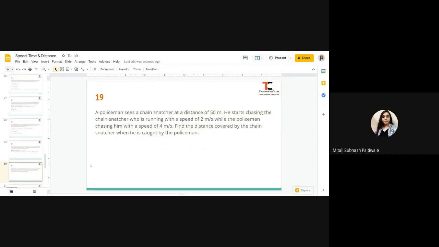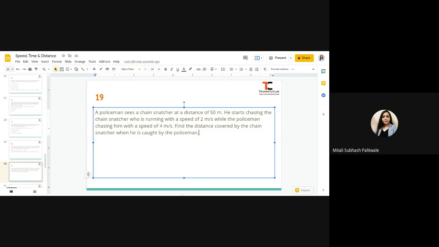Okay. Now look at this. A policeman sees a chain snatcher at a distance of 50 meters. He starts chasing the chain snatcher, who is running at a speed of 2 meters per second, while the policeman is chasing with a speed of 4 meters per second. Find the distance covered by the chain snatcher when he is caught by the policeman.